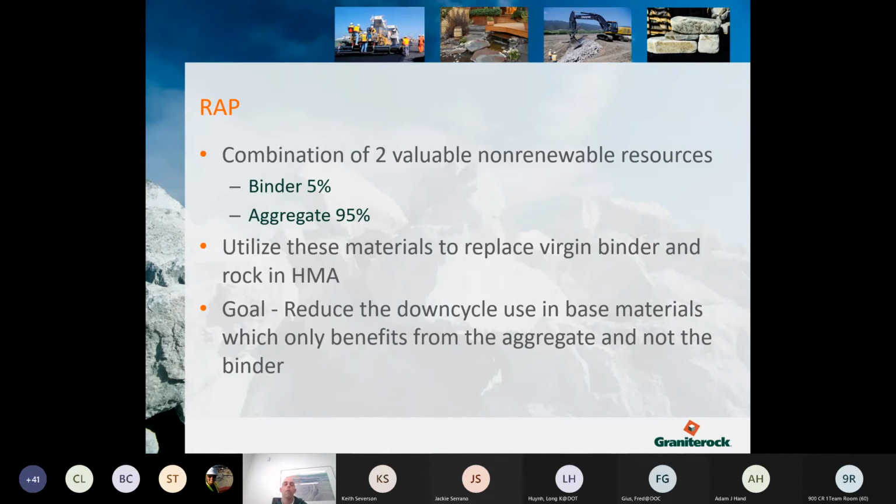And so the goal should be for us to reduce the down cycle use in base materials, because you're taking a virgin binder and rock, mix it up, make a hot mix, and then at some point years later you grind it up and you bring it back to the plant, and you can either put it in RAP or that material goes in a pile and it's ground up and it's put in base rock. So you're not utilizing the binder part of those grindings, which is the most expensive.